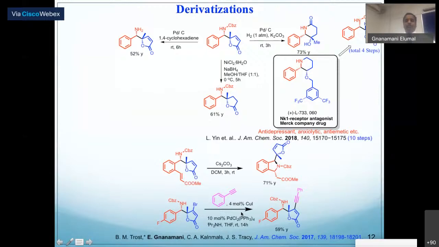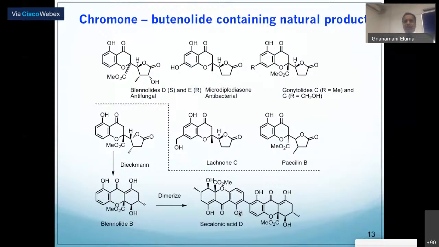Our products are stable enough to do the coupling reactions also. Since we had experience in butenolide systems, we looked at the literature. There are several chromone-containing butenolide molecules existing in nature, and those are utilized for biological studies. Those are potentially biologically active molecules I have given here, but until now none of these molecules have been reported in an enantioselective version. Most of the molecules were synthesized in longer steps and in racemic version.